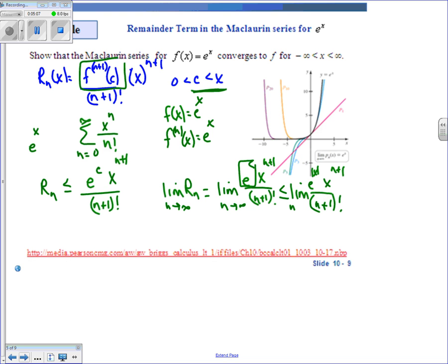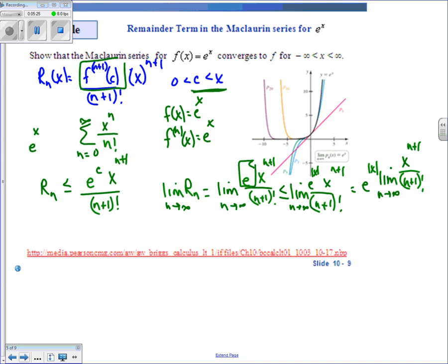And this is as n goes to infinity. Now, e to the x doesn't have the n in it, so I'm going to pull that out of the limit, and now I just want the limit of x to the n plus 1 over n plus 1 factorial. And I need to find that limit as n goes to infinity.